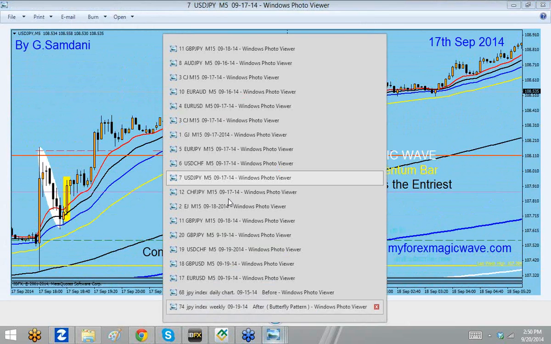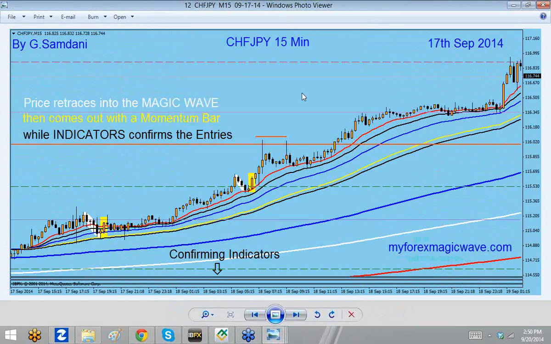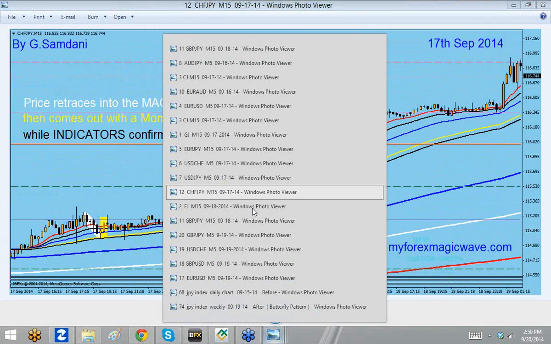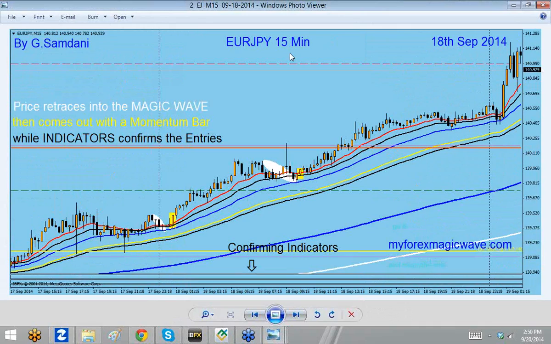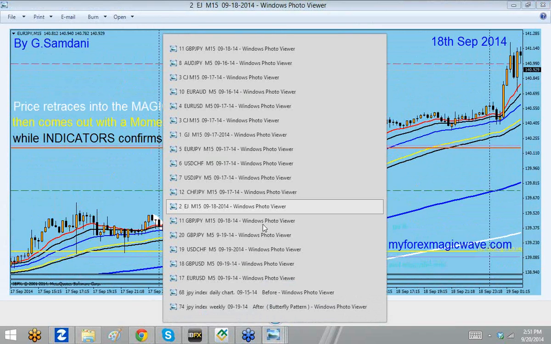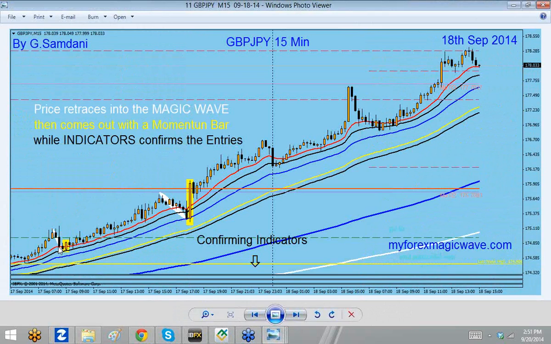On the monthly chart. Here, franc yen, 2 entries, gone with the wind. Here, 18th, euro yen, 15 minute. These are big entries, 15 minutes, and a little bit of distance is a long distance. It's like 141 here, and the entry was 139.67. Not too bad. This entry, 18th pound yen, they both went because of the yen.